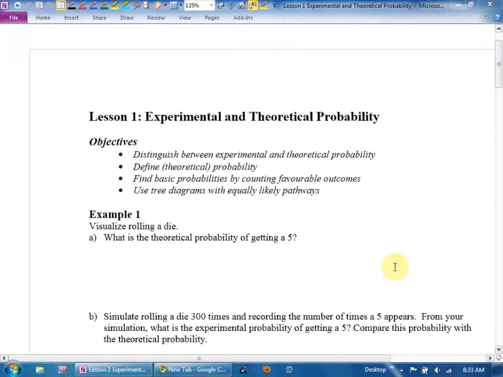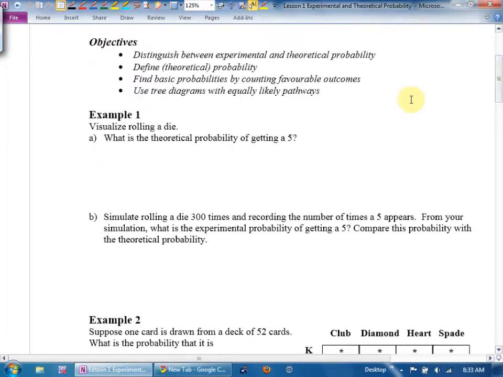Lesson one says experimental and theoretical probability. It lists some objectives, but it's easier just to jump on in. It says visualize rolling a die.